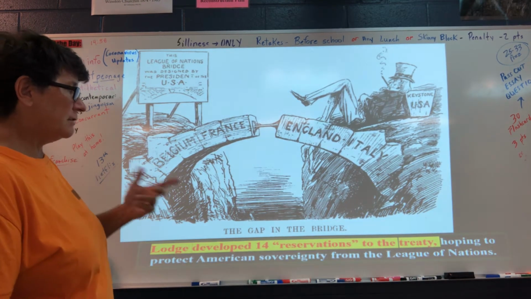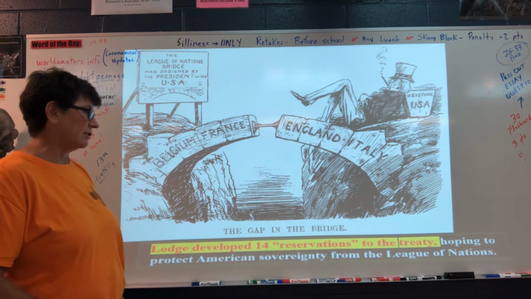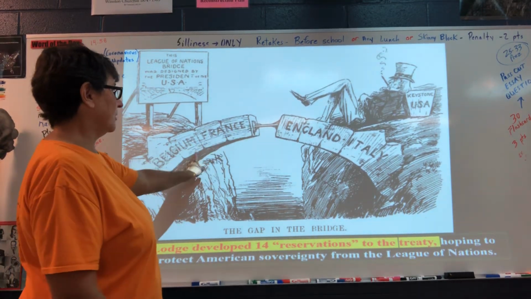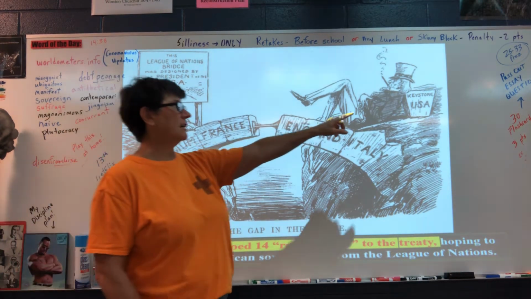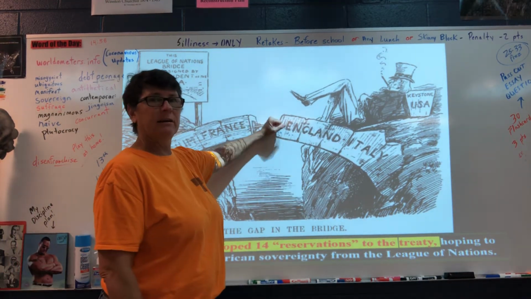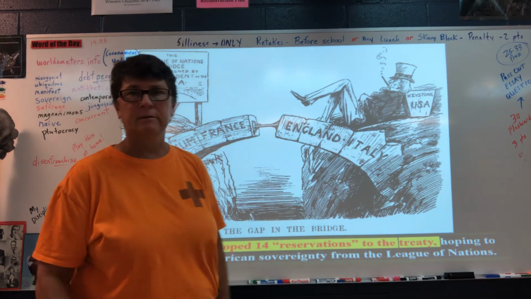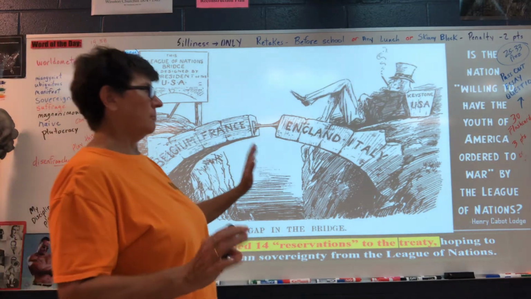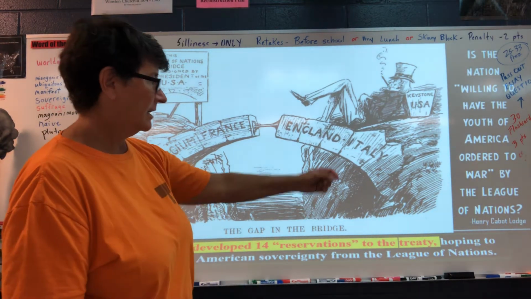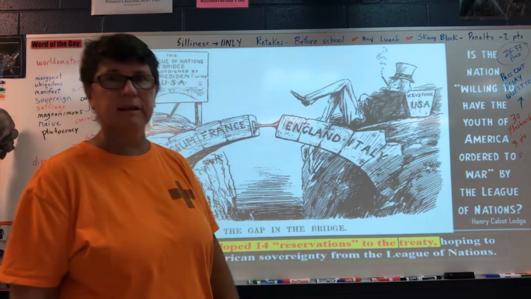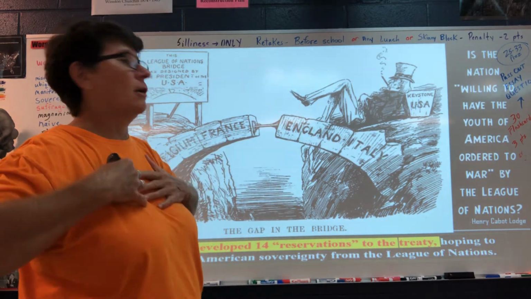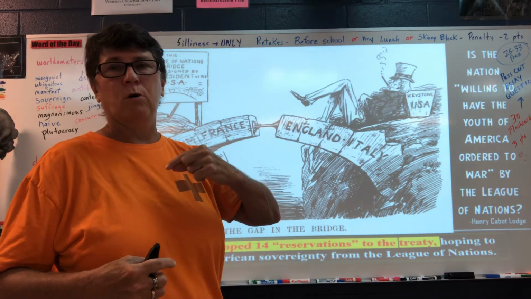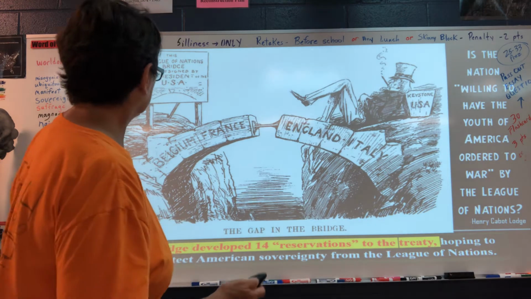Lodge developed these 14 reservations to the treaty, hoping to protect American sovereignty from the League of Nations. This is a very important piece of the puzzle for the League of Nations. The USA needs to be in there, and we will not be in there. We don't put that piece in. Is a nation willing to have the youth of America ordered to war by the League of Nations? Henry Cabot Lodge, who was opposed to the League of Nations, said that it made our sovereignty not happen because the League could order our people to war. He did not believe in that. A lot of people did not believe in that.